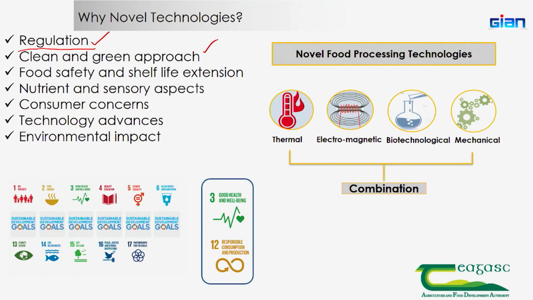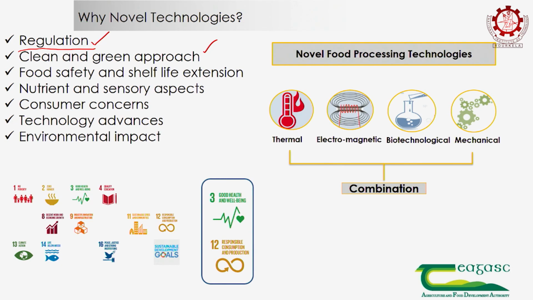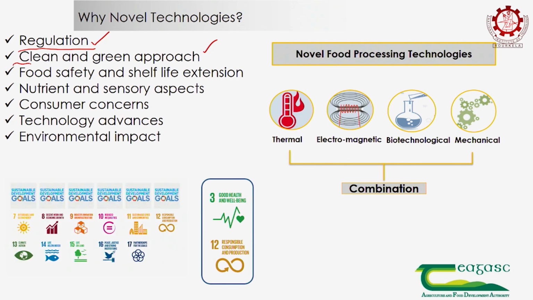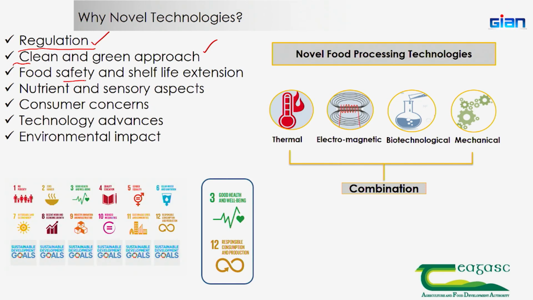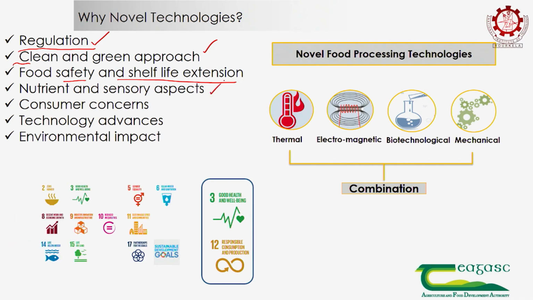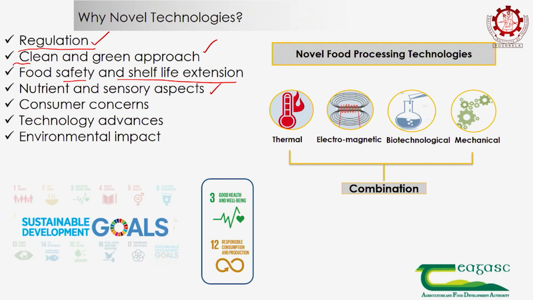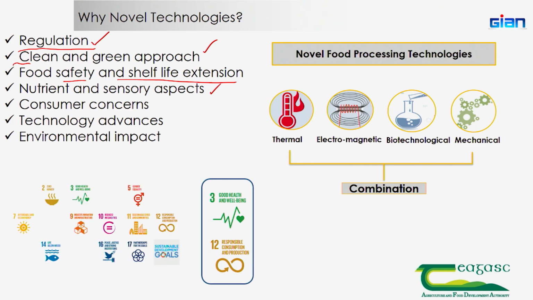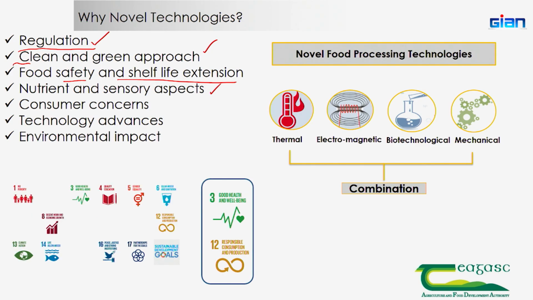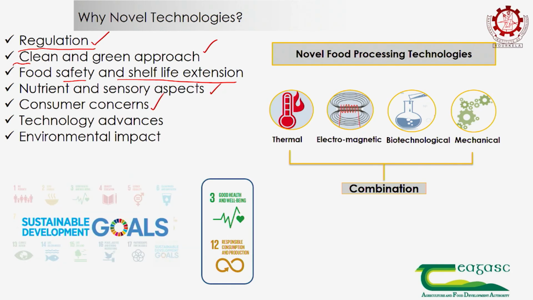Second, cleaner and greener approach. In order to improve process efficiency and make the process greener and cleaner, technologies play an important role. Third element is food safety and shelf life extension. Yeah? Fourth one, when we use the technology, it retains the nutrients or maintains fresh-like taste. You would have seen in a number of different studies, high pressure processing retains fresh-like taste or maintains the sensorial properties.